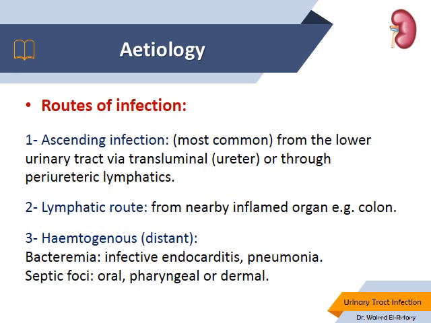Also, in the etiology, we should mention the routes of infection and the predisposing factors that lead to acute pyelonephritis. The routes of infection may be ascending infection directly from the skin, or lymphatic route through the lymphatic system from the colon, for example, or hematogenous or distant spread of bacteria, like in case of infective endocarditis, pneumonia, or septic foci in the mouth or pharynx or dermal septic foci.